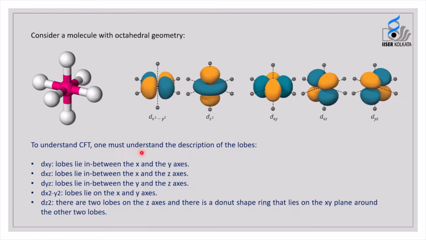To understand CFT, one must understand the description of the lobes, because the electrons present in these lobes are going to interact with the ligand which is going to come and make the bond with the atom. So to proceed further, we must know about these lobes, how they are placed, what their symmetries are, and all these things. This is the explanation regarding that. Here we are considering axes like this: this is the z axis, this is the x axis and this is the y axis. So x, y, z satisfy our Cartesian plane criteria, and this gives our proper axes.